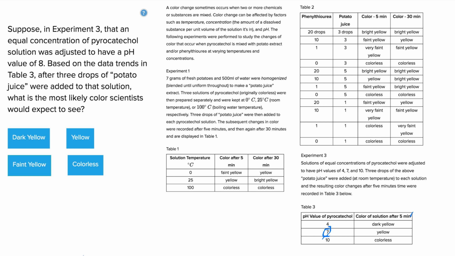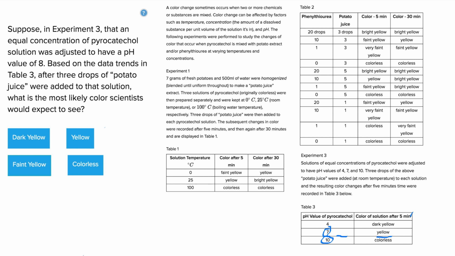8 is between 7 and 10. So we can actually expect a color between this yellow and colorless because 8 is going to be between 7 and 10. So if we imagine a color that's between yellow and colorless, it's probably going to be a yellow color, but less yellow. So if we look at the answer choices, let's see if we find anything similar to what we would be expecting.